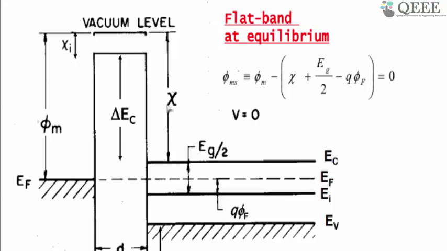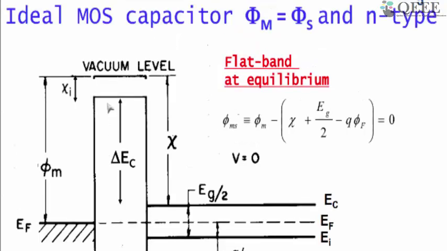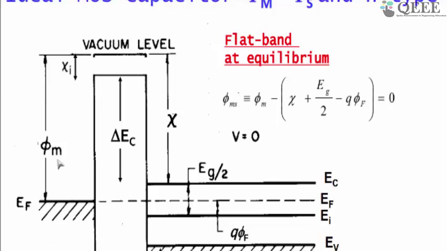And so this is the chi, the distance from the bottom of the conduction band to the vacuum level. Similarly for metals, being a metal, there are no band gaps. There is only one Fermi level position here. The distance between the Fermi level and the vacuum level is called the work function. We are told it's an ideal case. That means this phi m and this phi s are the same.